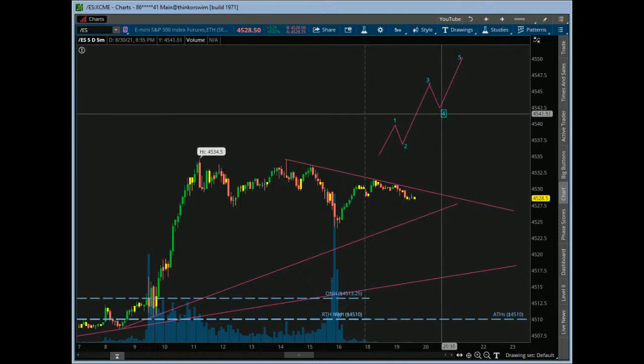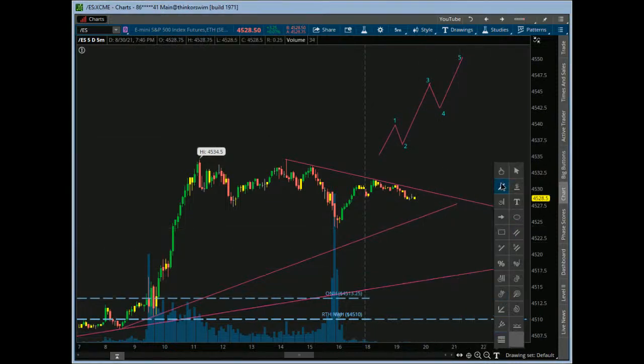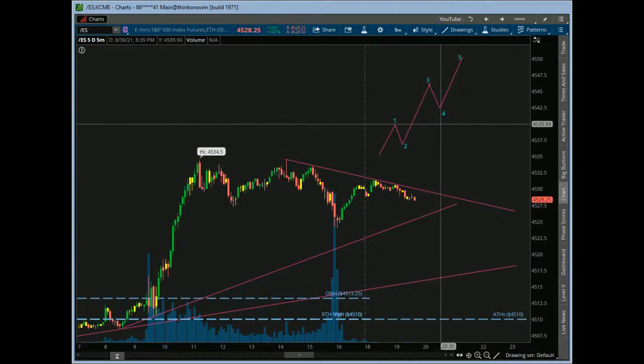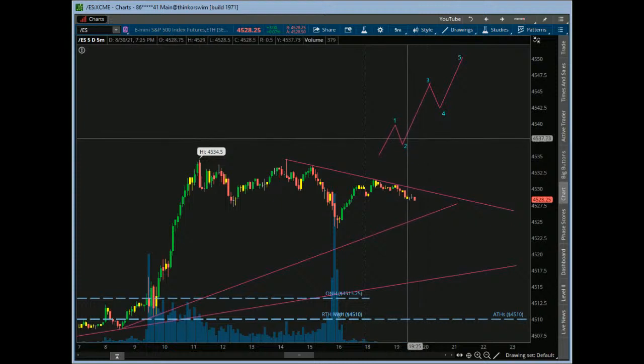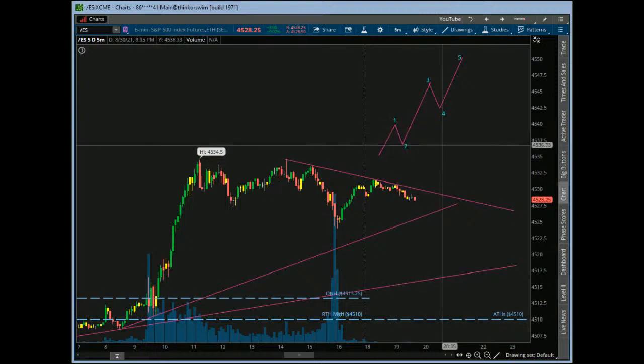These are corrective waves. All corrective waves are ABC corrections or triangles. There are different types of corrective waves. There are triangles, which are A, B, C, D, E. There's a flat, which is a 3, 3, 5, and there's a zigzag, which is a 5, 3, 5.